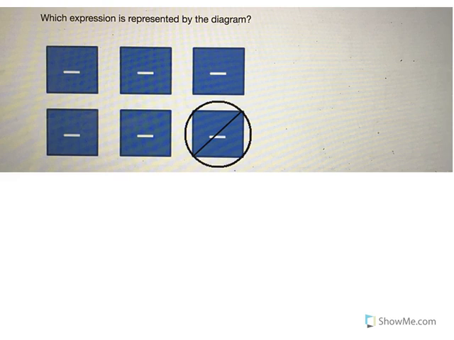I want to write an expression based upon the model that's shown here. So what do I have here? Now, first we have a block. One of the blocks has a circle with a line through it. Okay, but forgetting that for a second, I have 6 negative blocks. Okay, so we're starting off with 6 negative blocks.